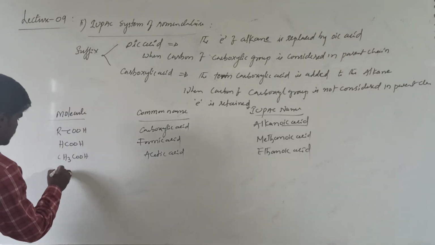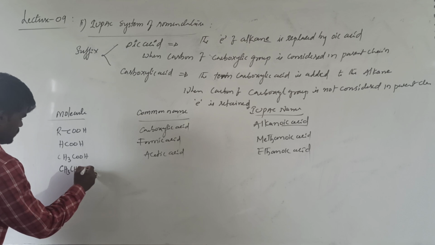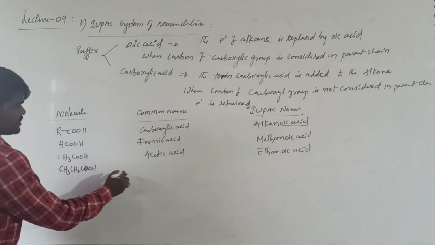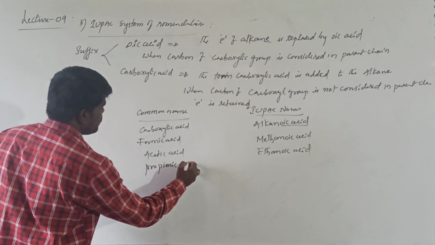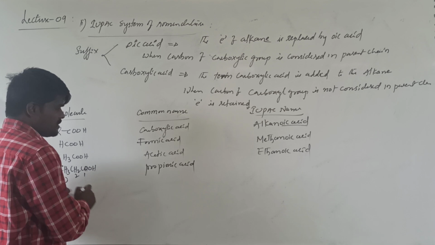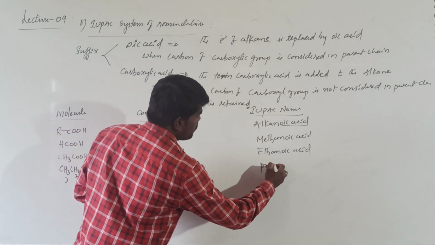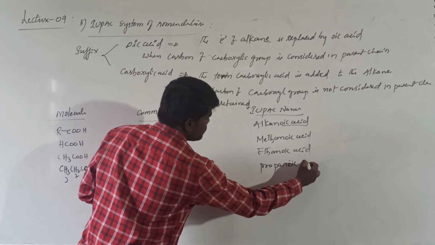Suppose you are going for another member, CH3, CH2, COH, this is commonly called propionic acid. The 3-carbon member is called propionic acid. And how many carbons are there? 1, 2, 3. This we call propanoic acid. What do we call it? Propanoic acid.